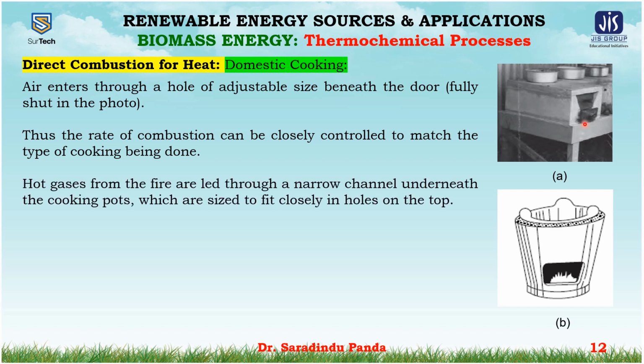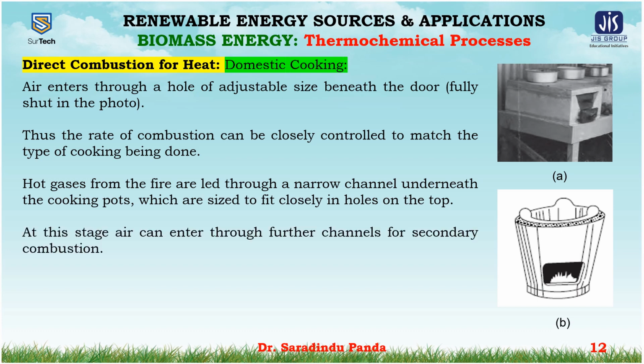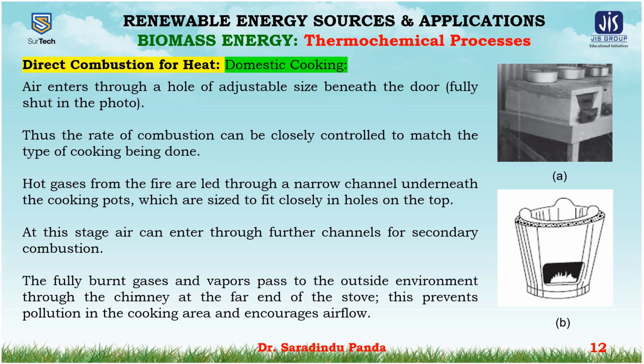Hot gases from the fire are led through a narrow channel underneath the cooking pots, which are sized to fit closely in the hole on the top. At this stage, the air can enter through further channels for the secondary combustion. The fully burned gases and vapors pass to the outside environment through the chimney at the far end of the stove. This prevents pollution in the cooking area and encourages the airflow.